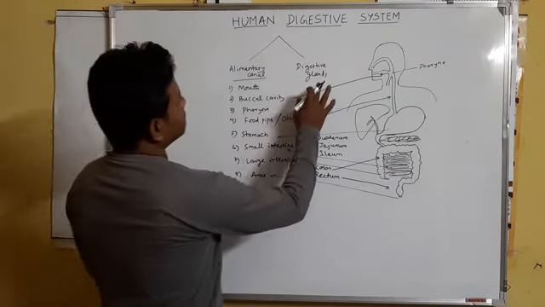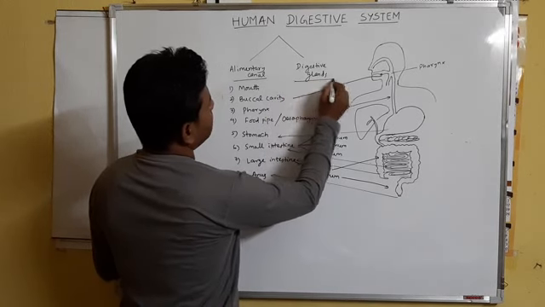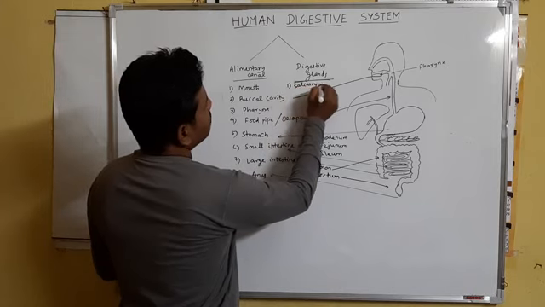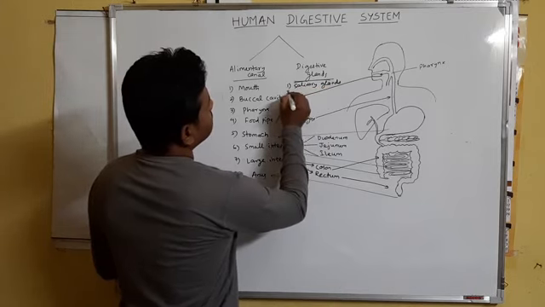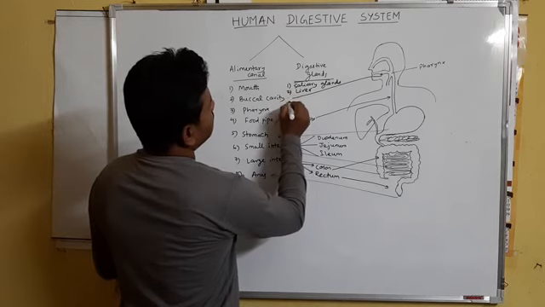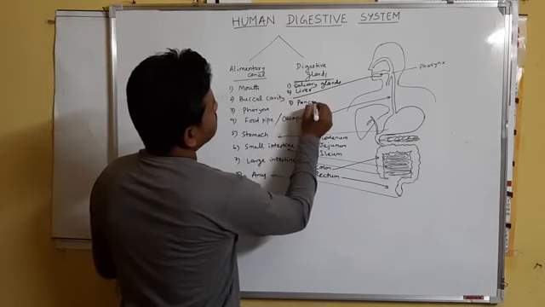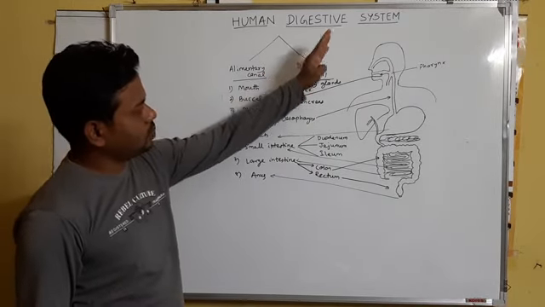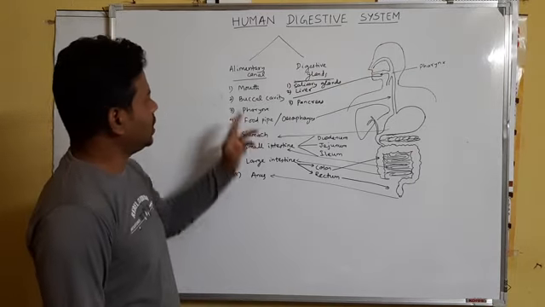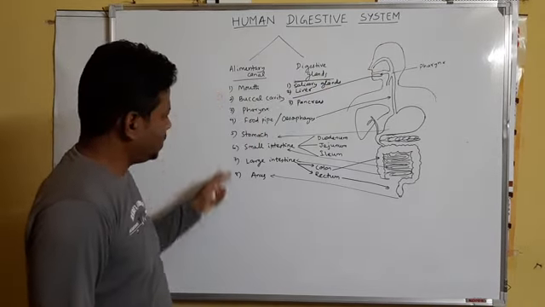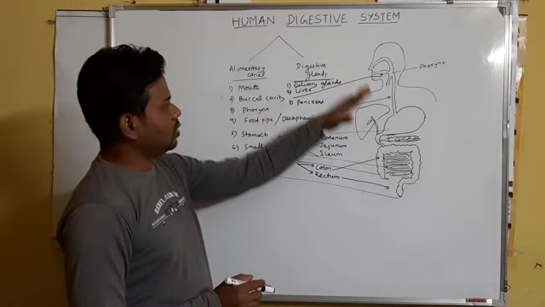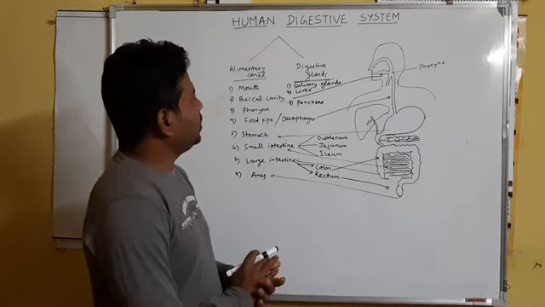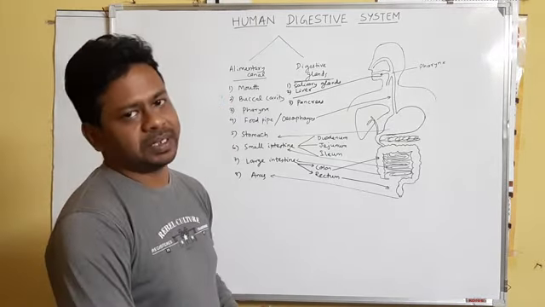And the digestive glands, there are actually 3 types of digestive glands. One is salivary glands, second liver, and third pancreas. So 3 digestive glands are present in the digestive system, and the different parts of the alimentary canal are named there. So this is all about the structure of our digestive system. But then we'll read how this process of digestion takes place.